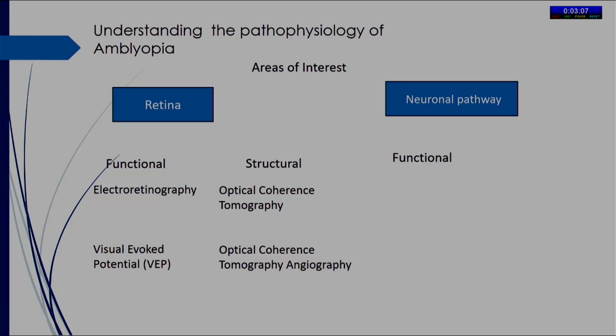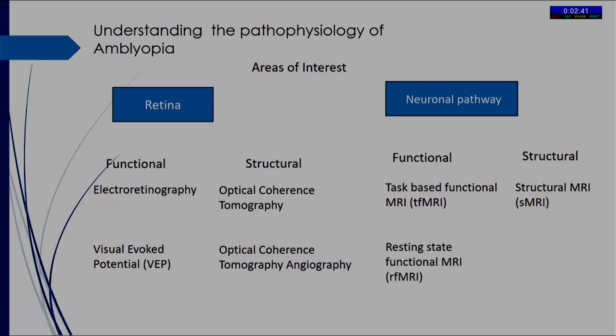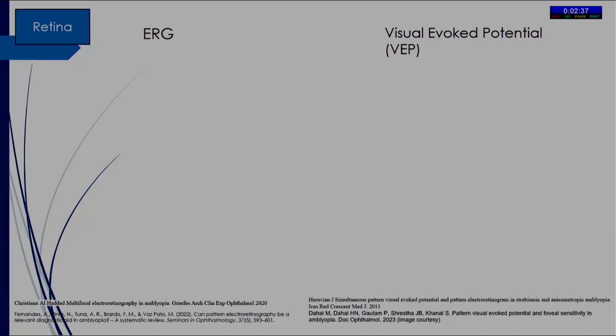Coming on to neuronal pathways, the functional analysis of neuronal pathways can be done by task-based MRI or resting state functional MRI. So what do you mean by functional MRI? They give us the actual neuronal activity happening in the brain. Task-based means when a patient is looking at something or hearing something. Resting state is when he is just lying down in the MRI machine. Structural changes, as we know, we can see on structural MRI.